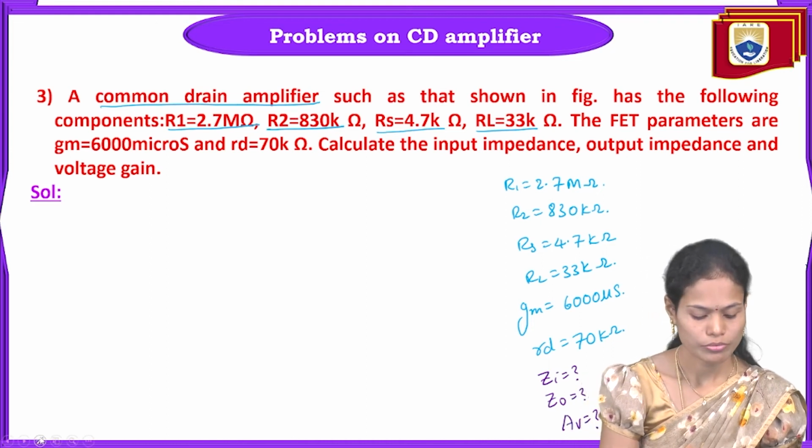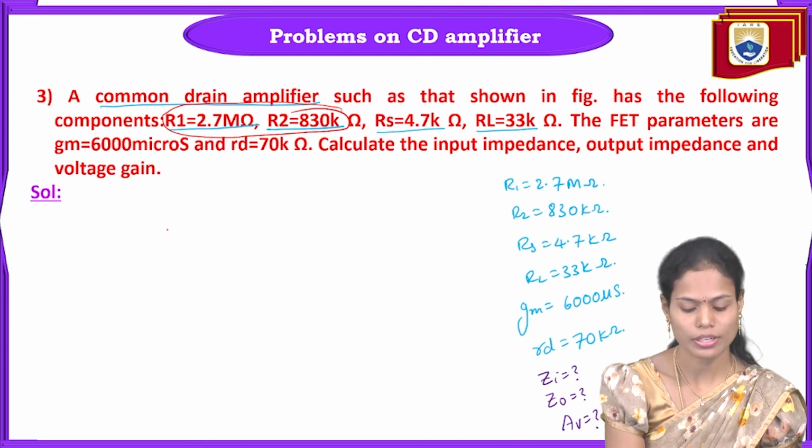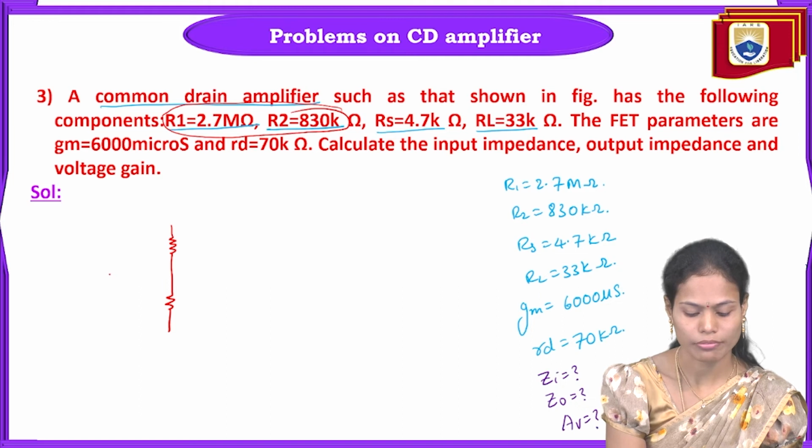The circuit given in the problem has R1 and R2, which means again it is with voltage divider biasing for the common drain amplifier.